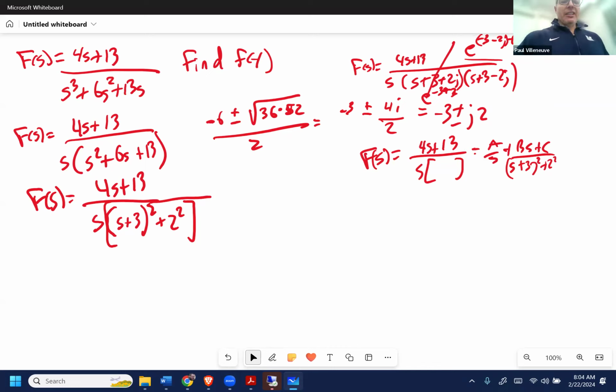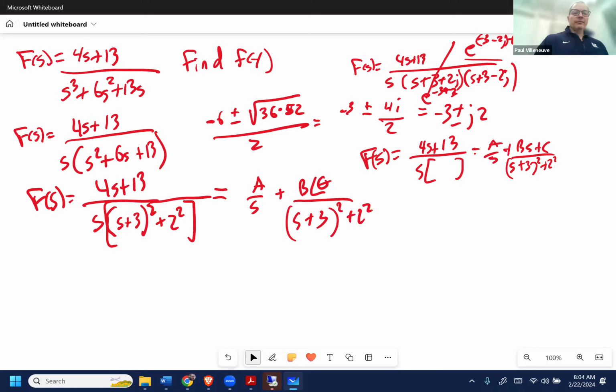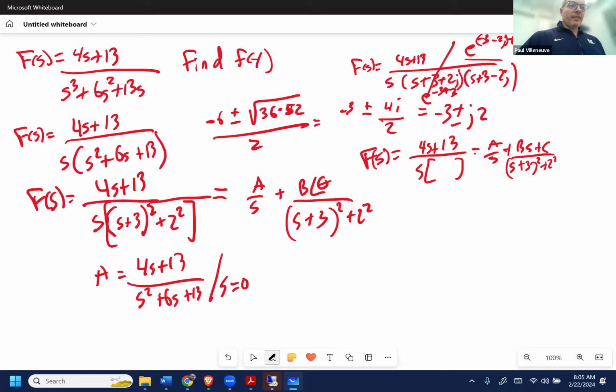What I taught you in this class is to go with A over s plus B at an angle of theta over s plus 3 squared plus 2 squared. So that's what we'll show. A is going to be equal to 4s plus 13 all over s squared plus 6s plus 13 evaluated at s equals 0. And when I did that, I ended up with 1. And B at an angle of theta is going to be equal to 4s plus 13 all over s evaluated at the negative of the complex root.